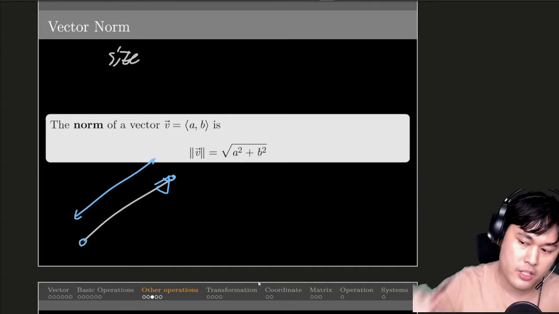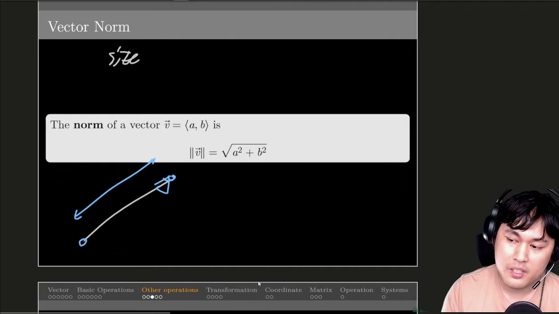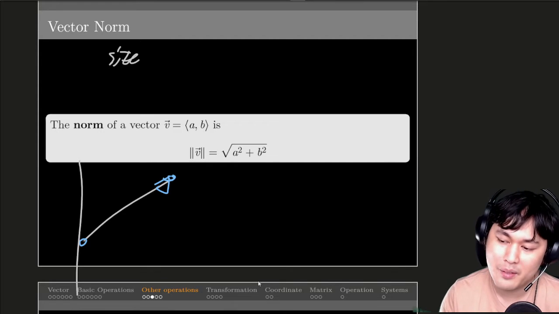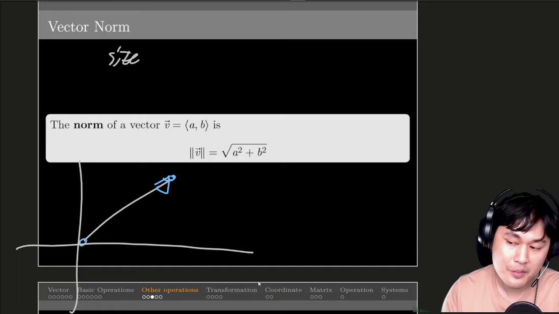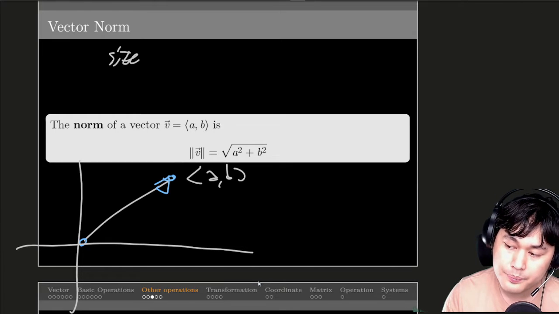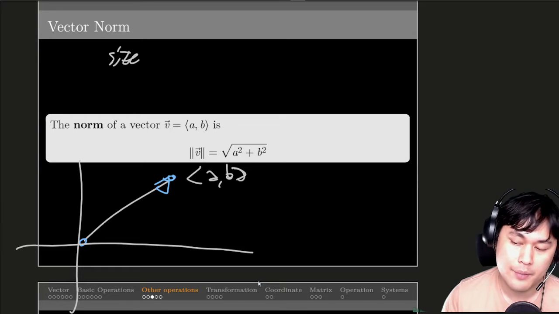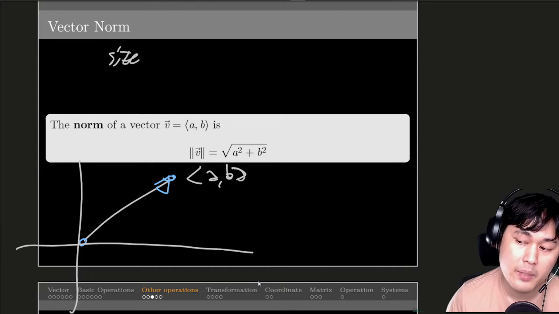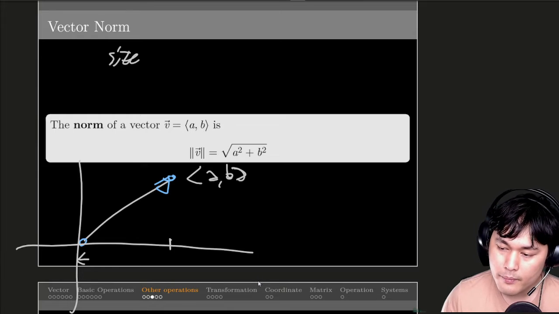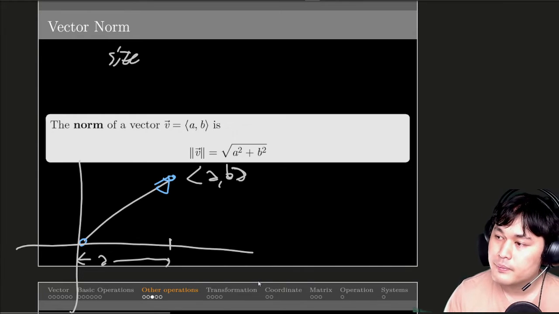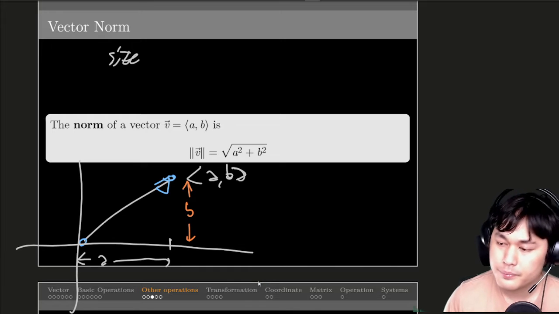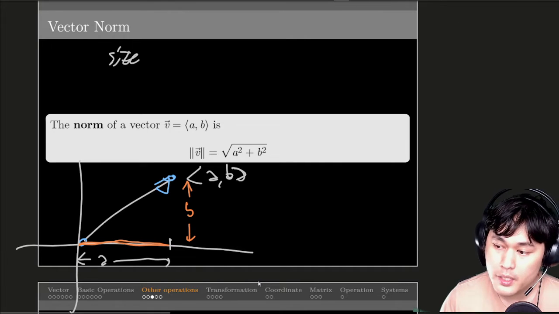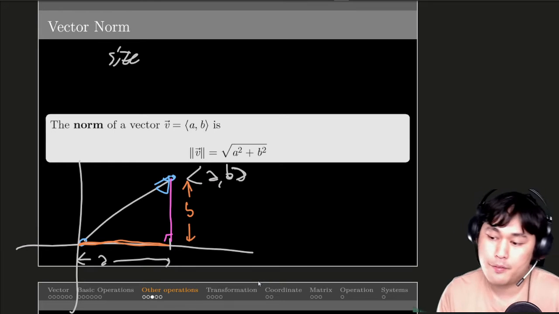If you use a ruler to measure the line, the way it works is we use what we studied last time, the Pythagorean theorem. It says we have to first draw the triangle. Suppose this is a vector (a, b), and if you draw it by putting the initial point at the origin, then the terminal point will be at the point (a, b). That means we have this coordinate a there, and also coordinate b there. So the length of this horizontal line and the length of this vertical line are a and b, respectively.